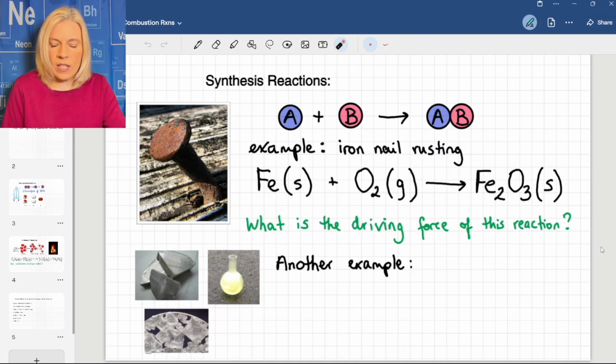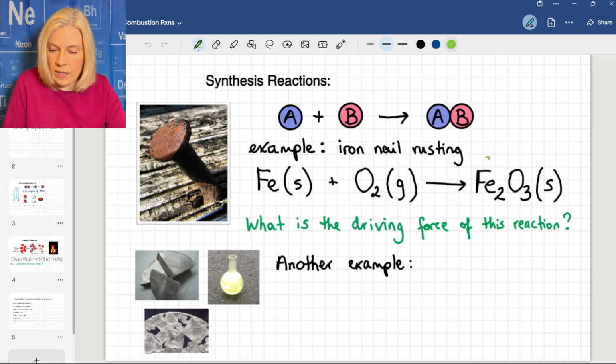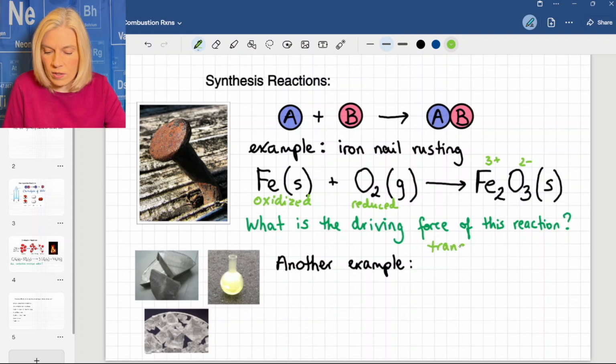Let's think. Iron is neutral, but then right here, let's think of its charge. What is the charge of this? I think it's 3+. And oxygen is 2-. So iron lost electrons. So iron was oxidized. And oxygen gained electrons. So oxygen was reduced. So it's a redox reaction. So the driving force of this reaction is the transfer of electrons.